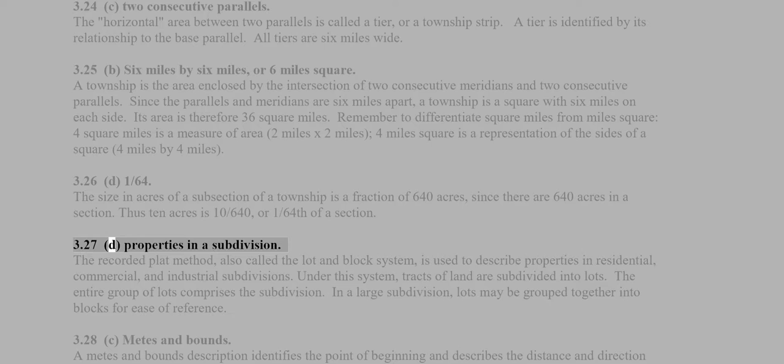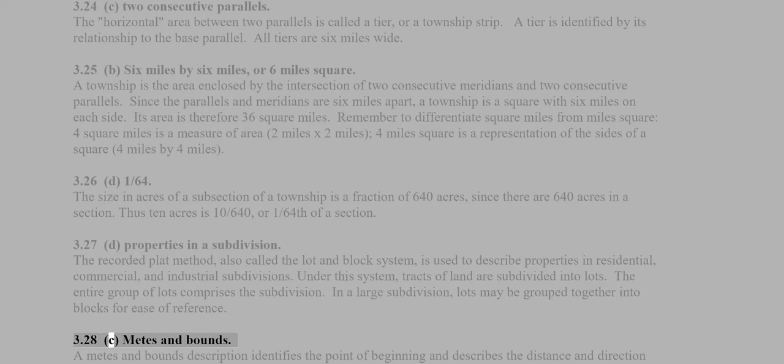3.27 D. Properties in a subdivision. The recorded plat method, also called the lot and block system, is used to describe properties in residential, commercial, and industrial subdivisions. Under this system, tracts of land are subdivided into lots. The entire group of lots comprises the subdivision. In a large subdivision, lots may be grouped together into blocks for ease of reference.